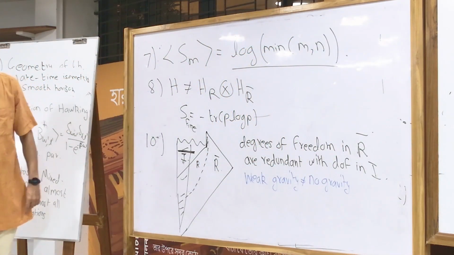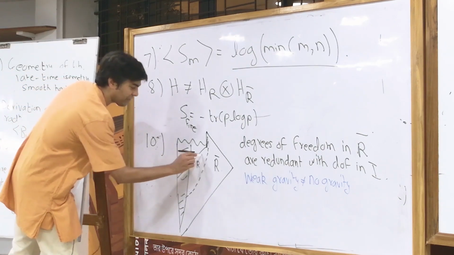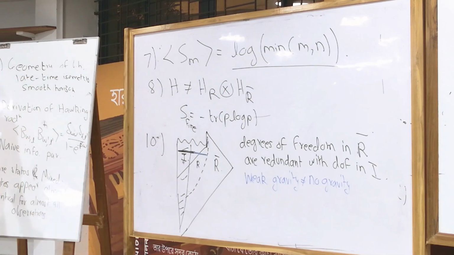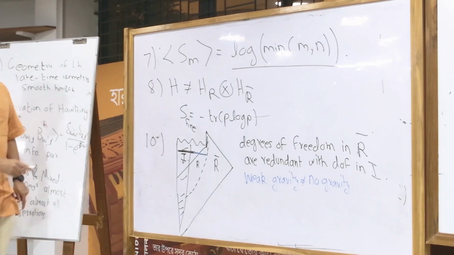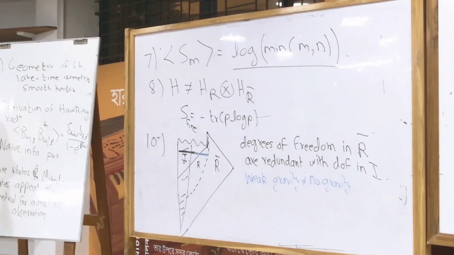And the degrees of freedom in R bar are redundant not only with degrees of freedom in the island, but with degrees of freedom everywhere, including all the way here. So in some sense, we would say that the island is not just restricted to inside the black hole, but it extends all the way out till the boundary of the radiation region. The question of whether there is this blue region or not is a question of some disagreement in the literature.